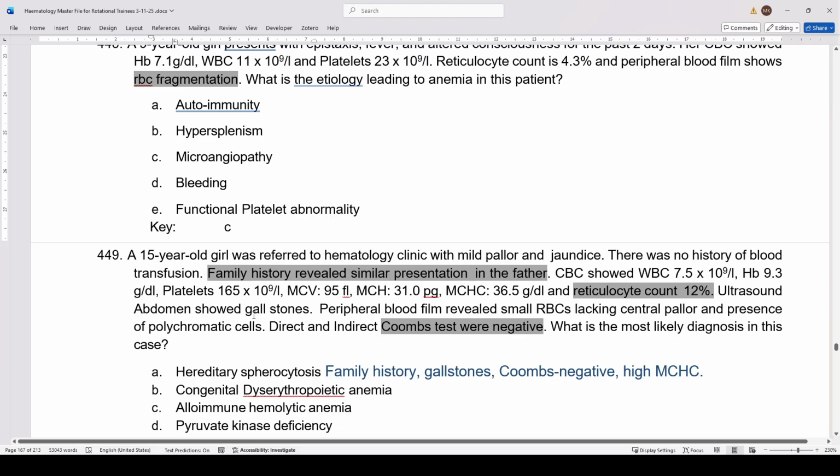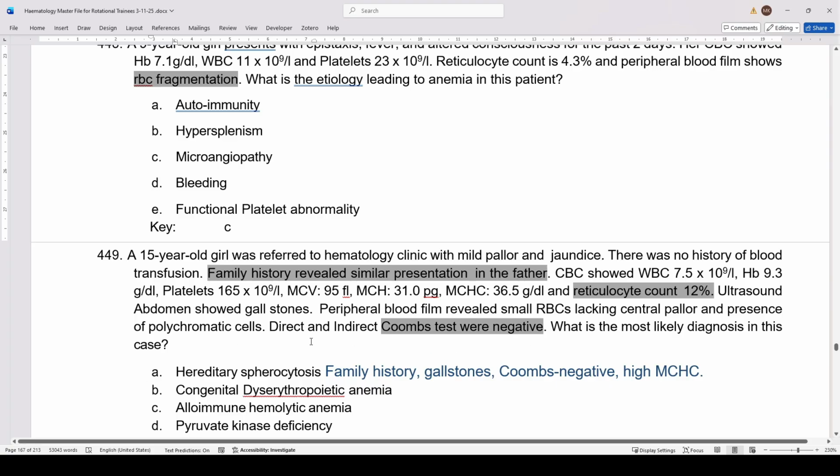Ultrasound abdomen showed gallstones. Peripheral blood film revealed small cells lacking central pallor. Again, it is telling us spherocytes, and presence of polychromatic cells, which is because of the increased reticulocyte count. We see polychromatic cells in the peripheral smear. Direct and indirect Coombs tests were both negative. So it is non-autoimmune.